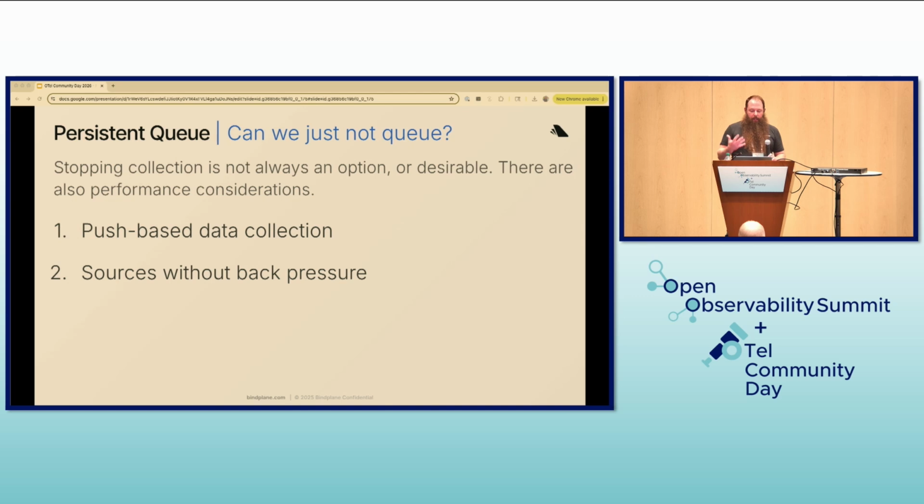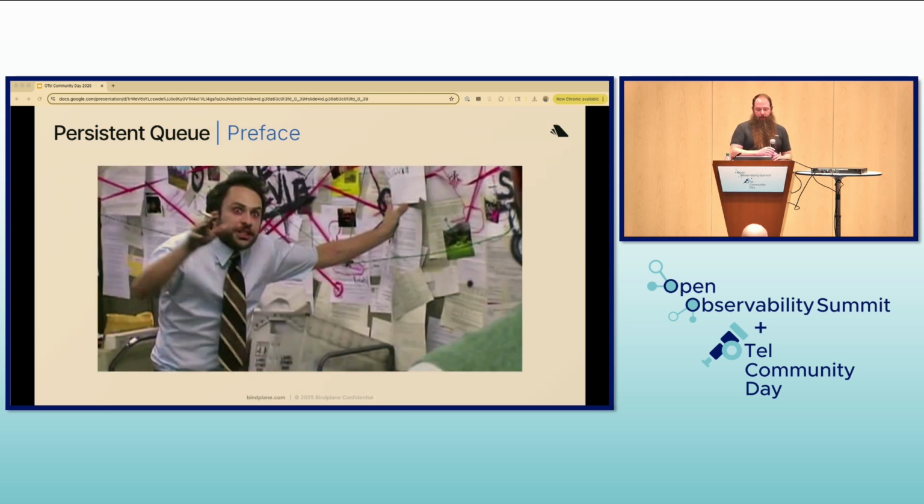So again, we're going to continue with this talk assuming that it makes sense to queue data on the OpenTelemetry Collector for reasons that we've talked about. And so how do we do that more resiliently so that we can try as best as possible to not lose data, right?